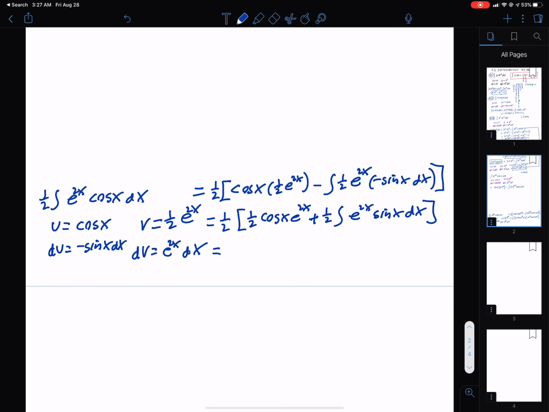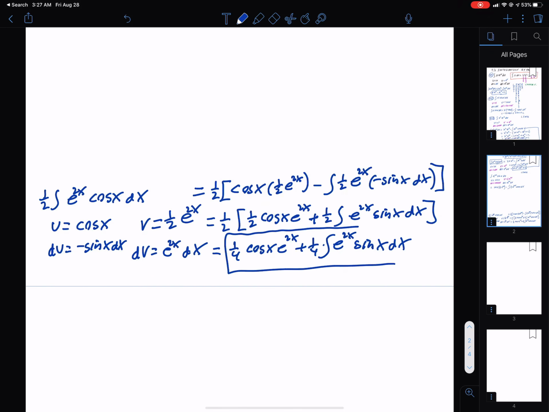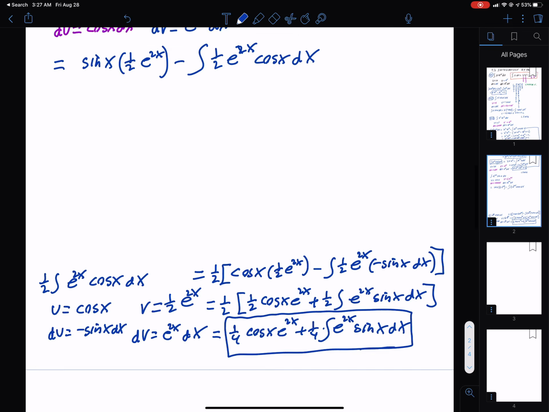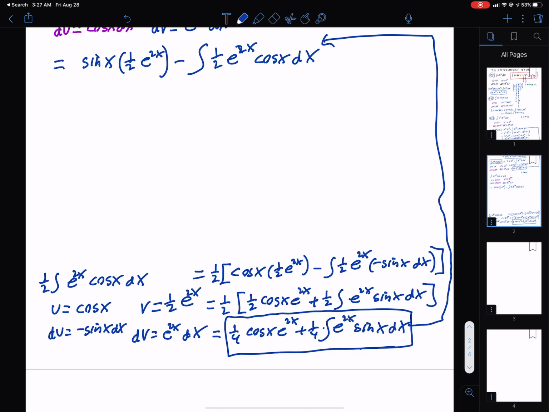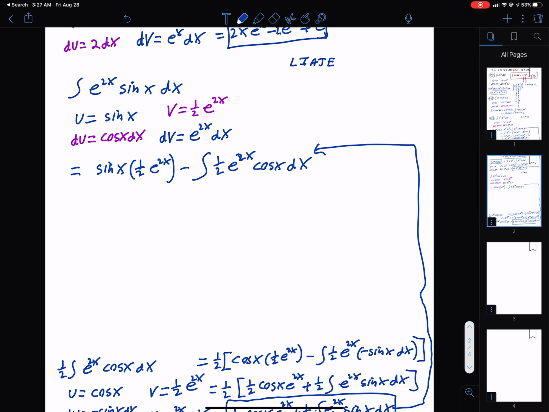What I'm going to do next, do you see there's a half in both of these? Let me distribute that half. So I'm going to get 1/4 cos x e to the 2x plus 1/4 integral e to the 2x sine x dx. I'm going to take this answer and plug it back in way over here for that integral. And something magic is going to happen, and hopefully you get excited about this.